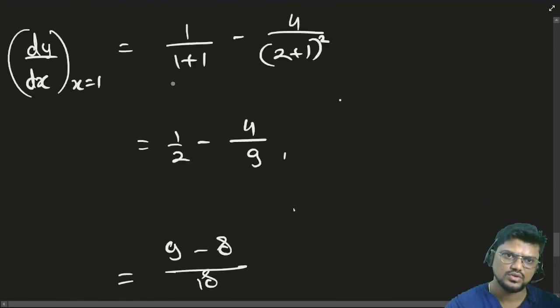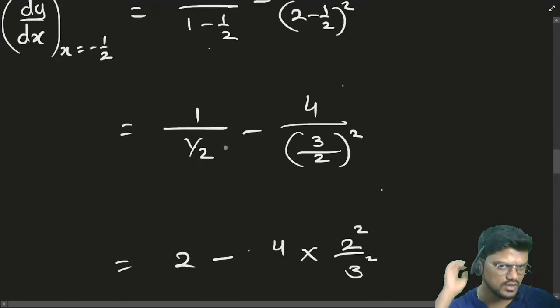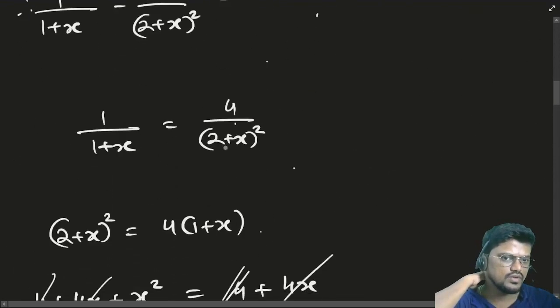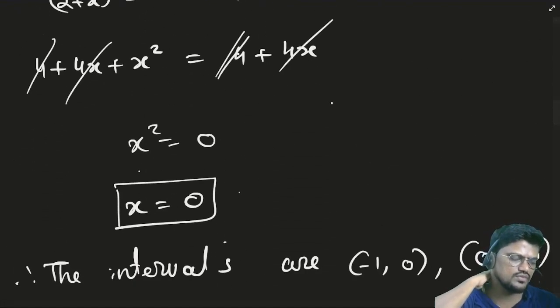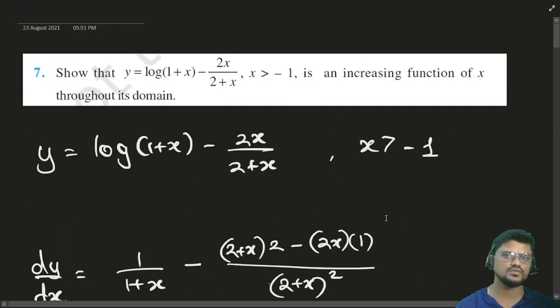We have checked it, no? The domain is x greater than -1. We have checked for -1 to 0 and 0 to infinity. So there is no other number which is greater than this. We have checked for all the domain, it is increasing only. Therefore, we can say the given function is increasing throughout its domain. Did you understand this, everyone?